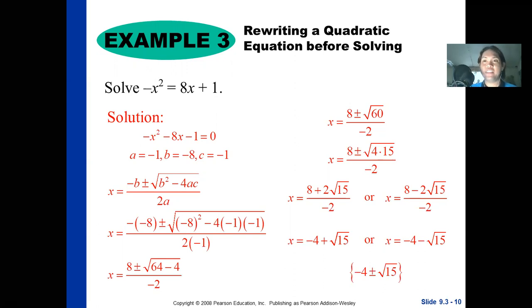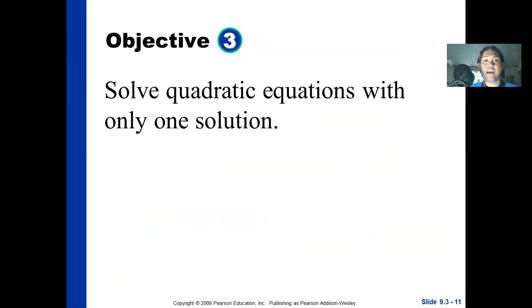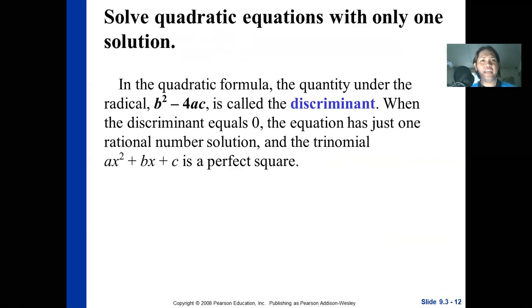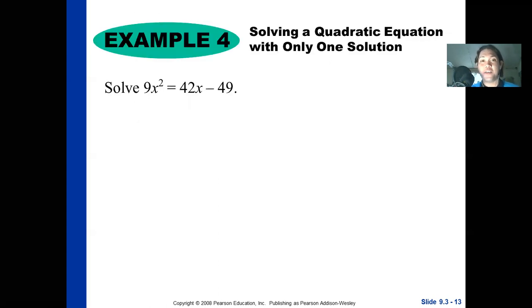Okay, so that's it. So now, solve quadratic equations with only one solution. Is it possible? Let's see. In the quadratic formula, the quantity under the radical, b squared minus 4ac, is called the discriminant. When the discriminant equals 0, remember, the equation has just one rational number solution, and the trinomial ax squared plus bx plus c is a perfect square. So let's take this example.